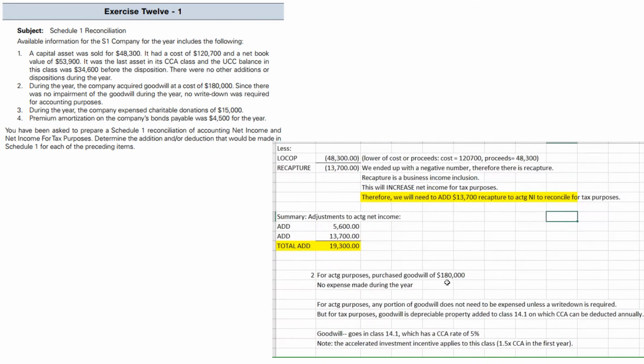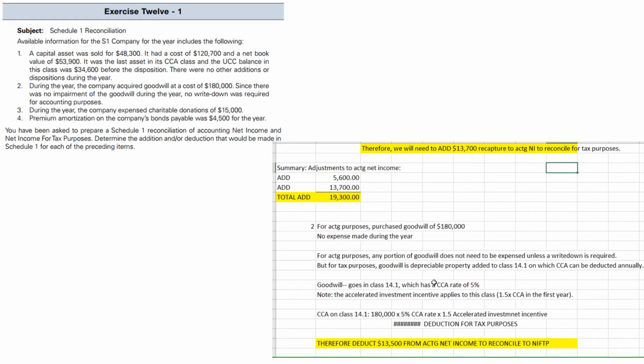No expenses made during the year. For accounting for income tax purposes, any portion of the goodwill does not need to be expensed unless a write-down is required. For tax purposes, it's depreciable property in Class 14.1, which has a CCA rate of 5%, and it's available for the accelerated investment incentive being 1.5 times. In this situation, we would have a total of $13,500 available for deduction for tax purposes.